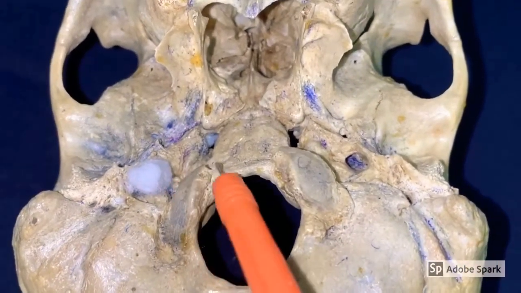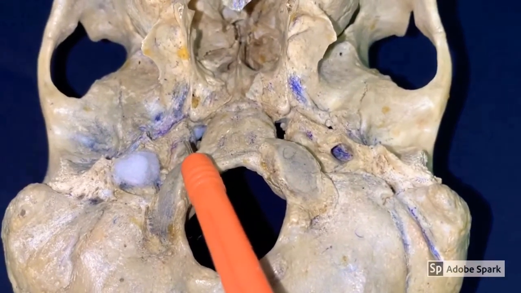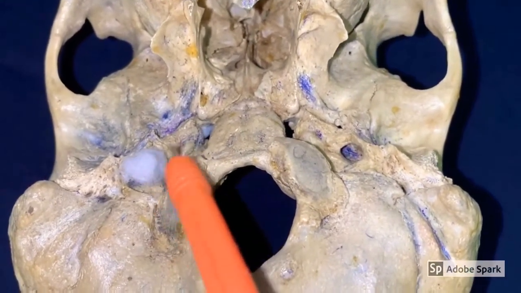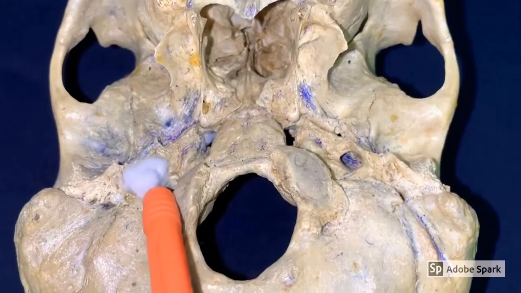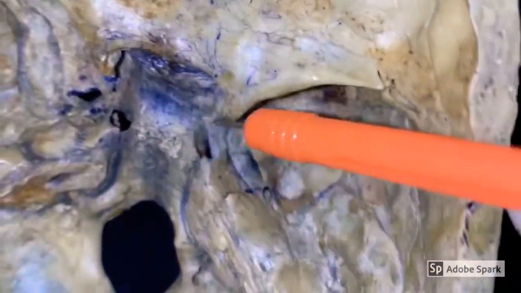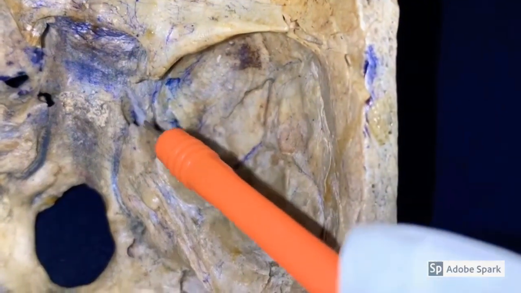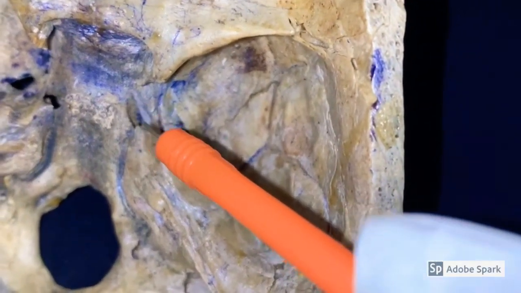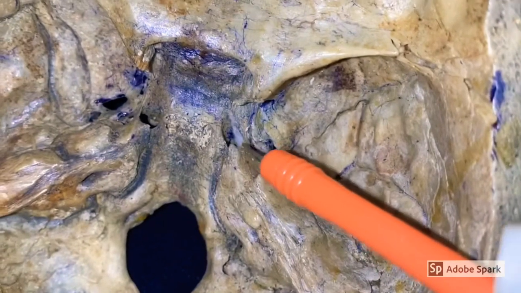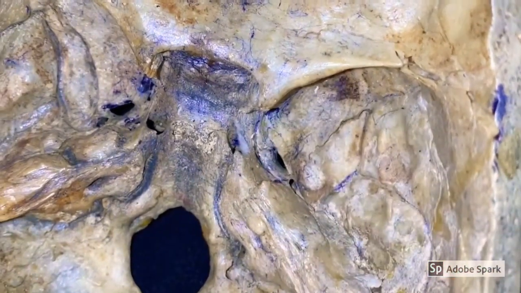We have the internal carotid artery along with the venous and sympathetic plexus around the internal carotid artery. It passes through this carotid canal, and here you can see it opens into the posterior wall of foramen lacerum. So this is foramen lacerum and this internal carotid artery enters through this posterior wall of foramen lacerum.